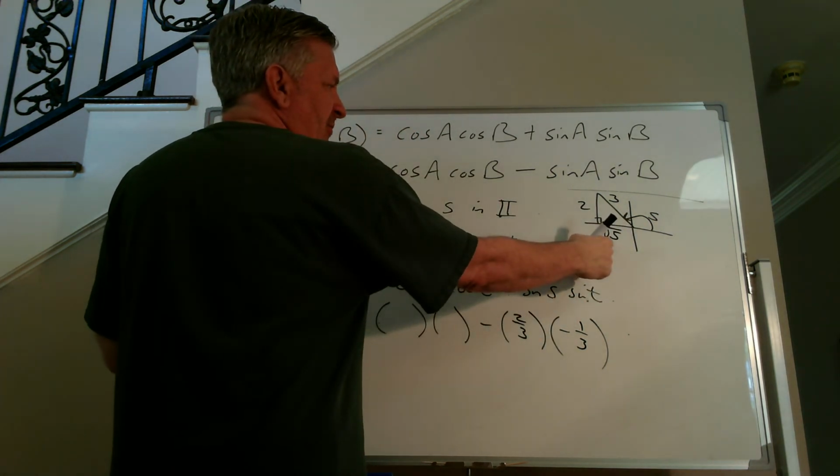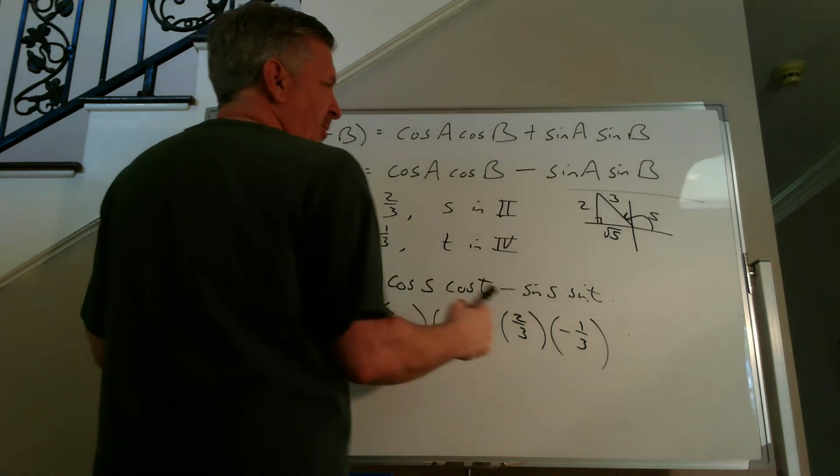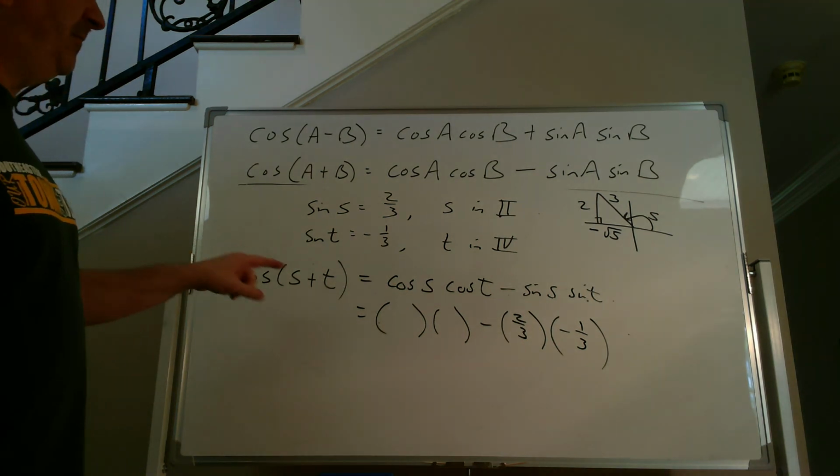Right? Root 5 squared is 5, plus 4 will be 3 squared. Right? So that squared plus that squared. But be careful, in the second quadrant, x is negative. So it's negative root 5. Let me go ahead and fill that in since I have the picture.